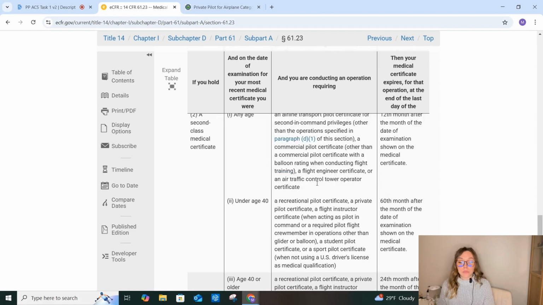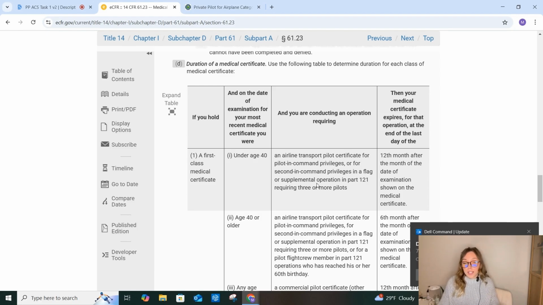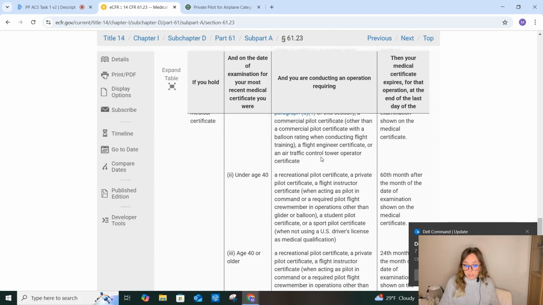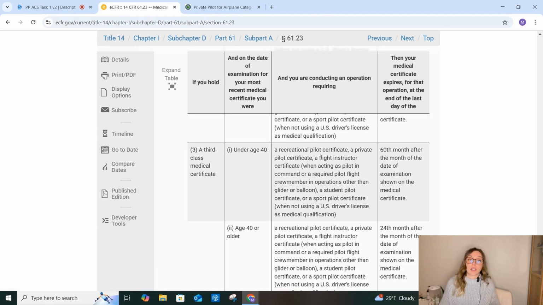So it seems confusing at first. I like this chart. Certain people don't. There's some important numbers. 40 is a big one, under 40, over 40. Under 40, I think is 60. Over 40, I think of 24. First class medical certificate, I think of 12 and 6. Second class medical certificate, I think of 12. Third class medical certificate, I think of 60 and 24. It's a lot of numbers, but it's repetitive.